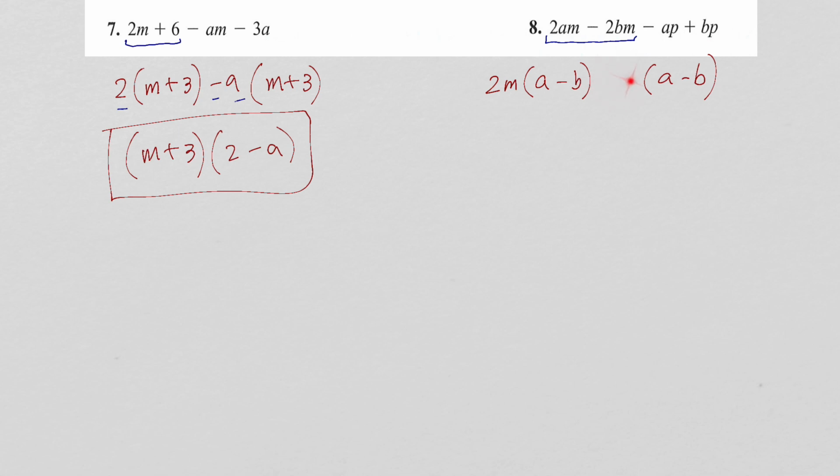Then I'll think what needs to go here, so when I distribute, I get to that and that. It looks like a negative p. So now I can see that this is my common factor, so I factor that out. And I'm left with this minus that.